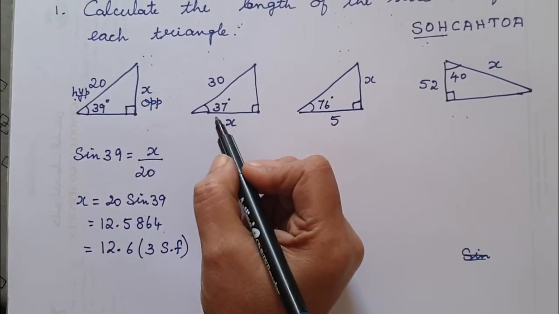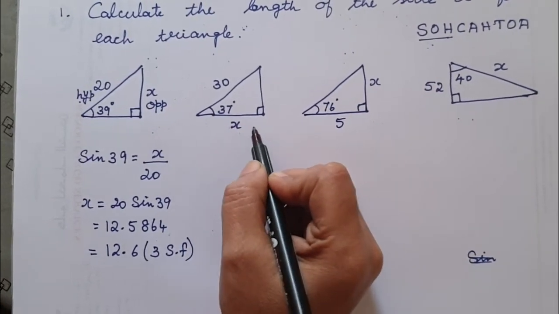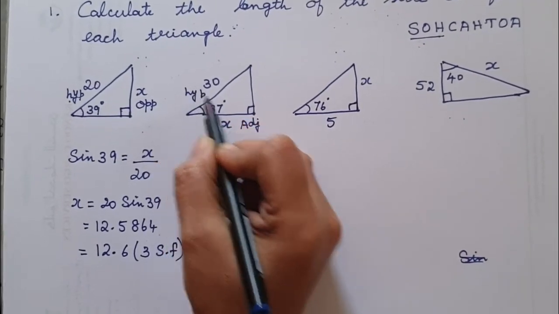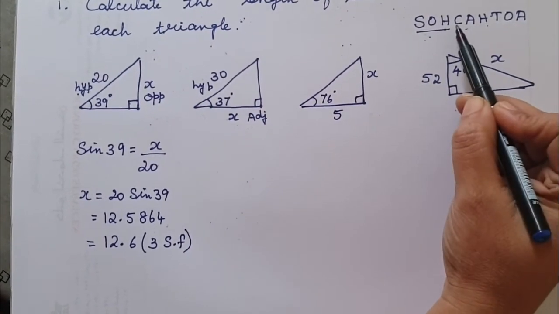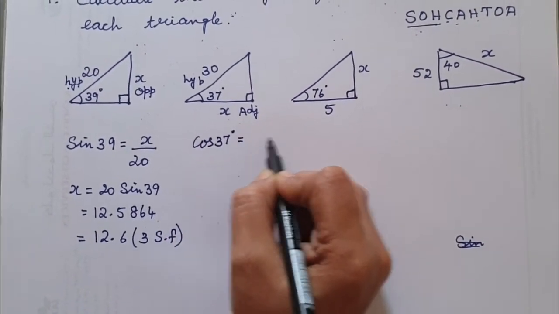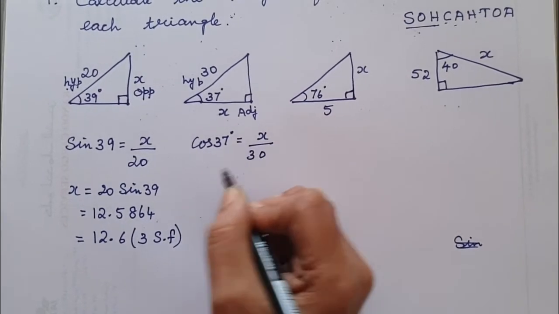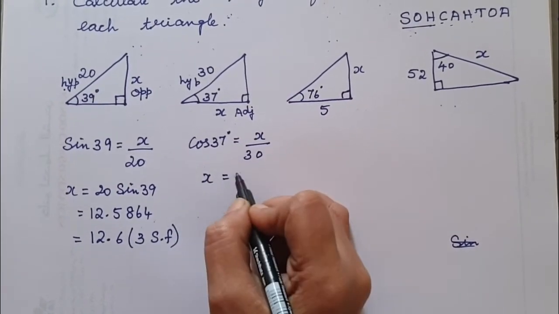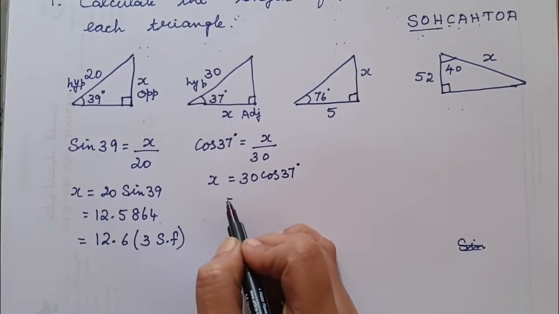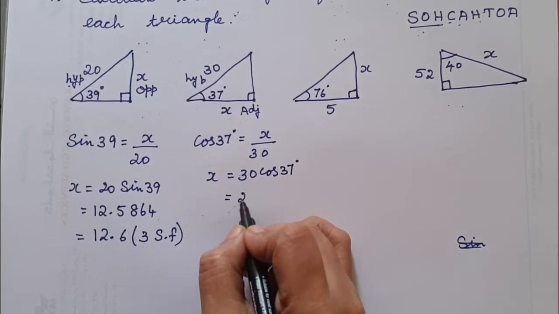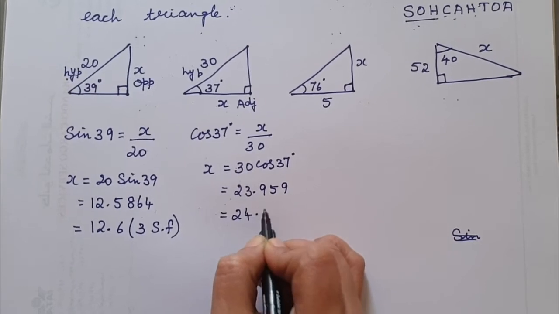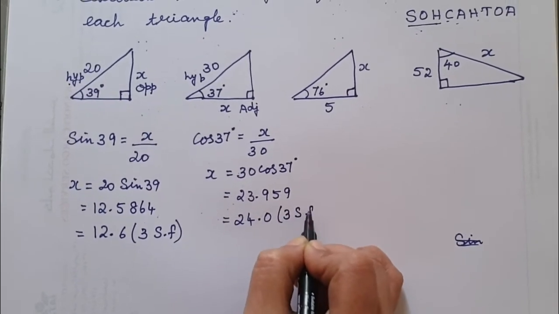Now in this second question, which side is given to us? Adjacent is given. And this is opposite to 90, so hypotenuse. Adjacent and hypotenuse goes with cos. So we need to use the cos. Cos 37 equal to x over 30. Again cross multiplying, x equals 30 cos 37. So this gives us the value of 23.959. So it is 24.0, correct to 3 significant figures.